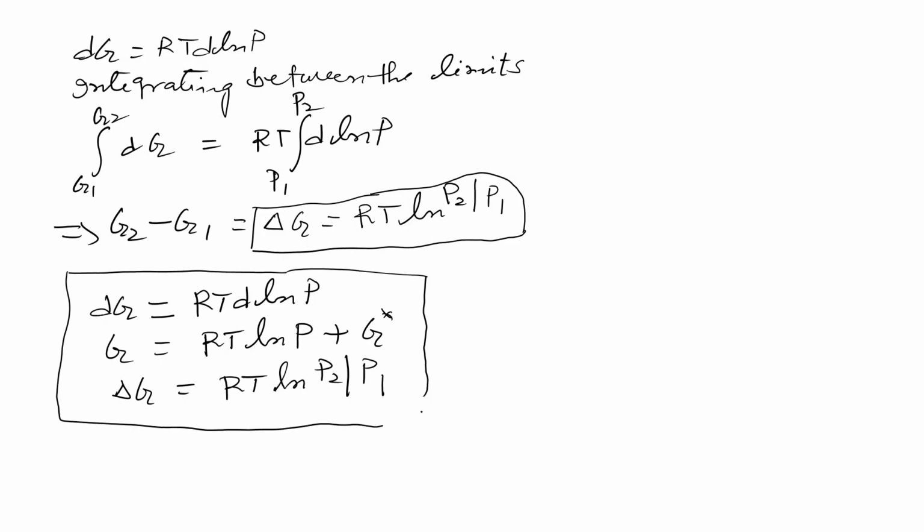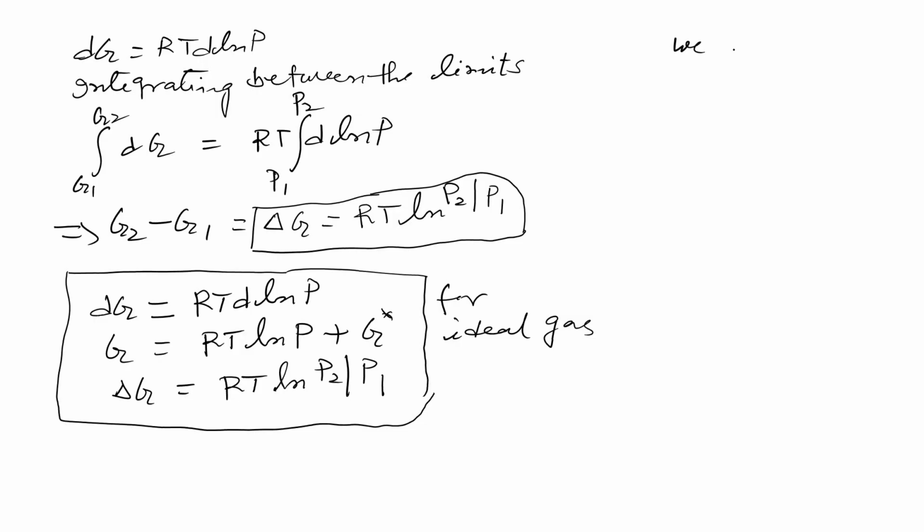If you multiply by n, nRT d ln P, nRT ln P plus G star, nRT ln P2 by P1, then it will be for n moles. So these all are for ideal gas. Okay. Now for real gas we can write.